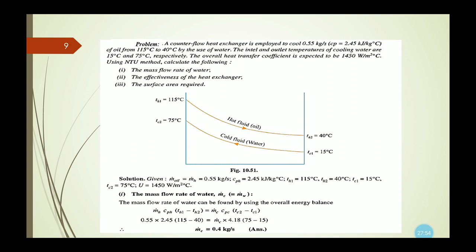So in this concept of the counterflow heat exchanger, let us first write what are the things given in this numerical. The mass flow rate of oil, this is actually the hot fluid here. So the mass flow rate of the hot fluid is given as 0.55 kg per second. And the specific heat of the hot fluid is given as 2.45 kilojoule per kg degree centigrade. Then TH1, that is the inlet temperature of the hot fluid, is given as 115 degrees centigrade. And TH2, that is the outlet temperature of the hot fluid, is given as 40 degrees centigrade.